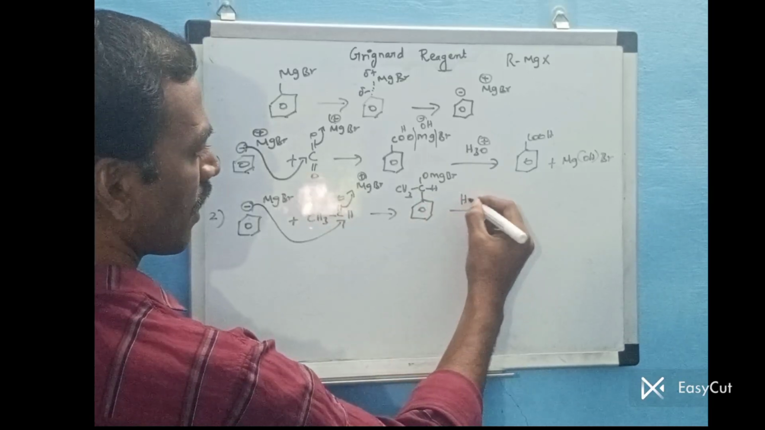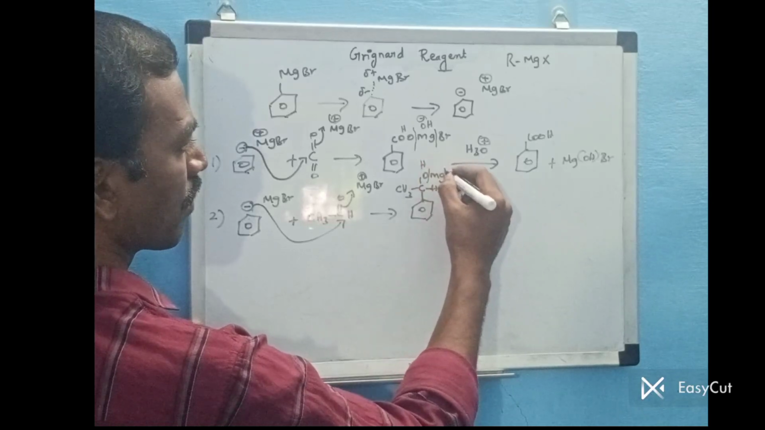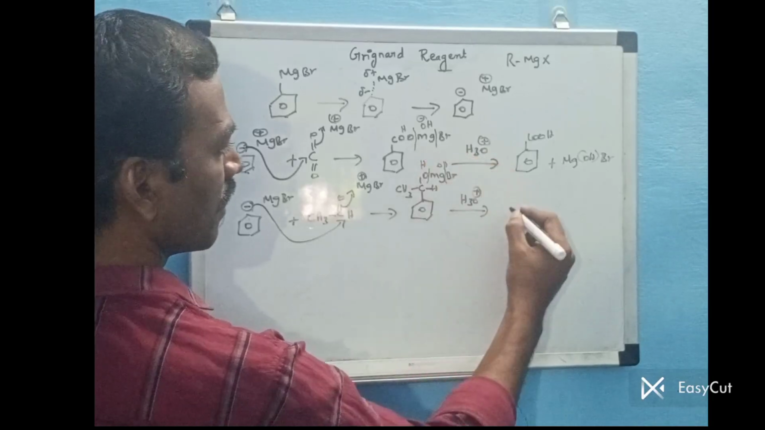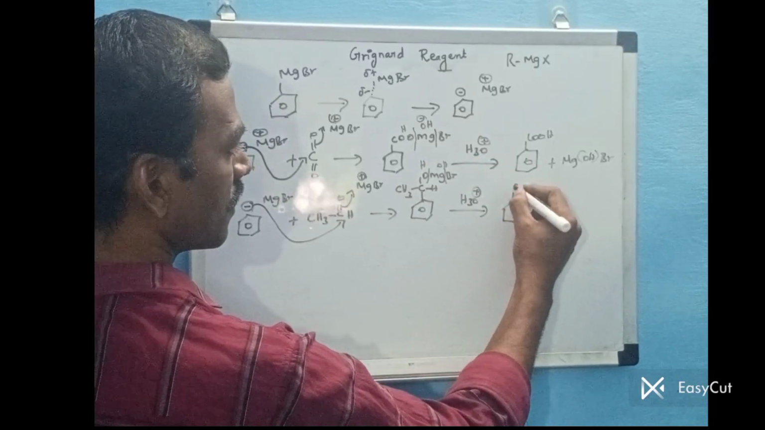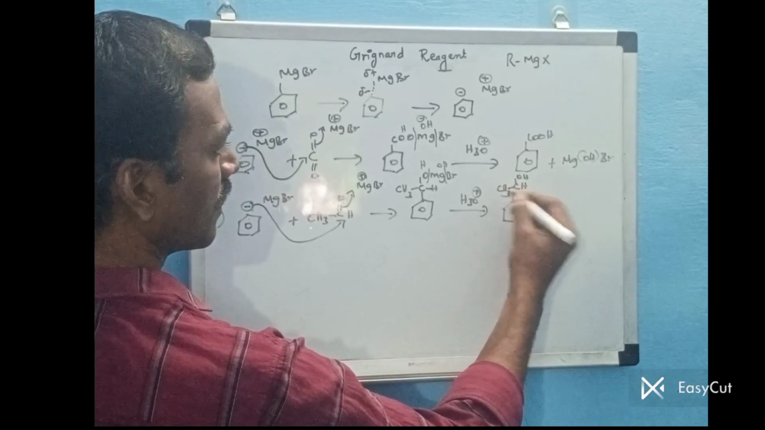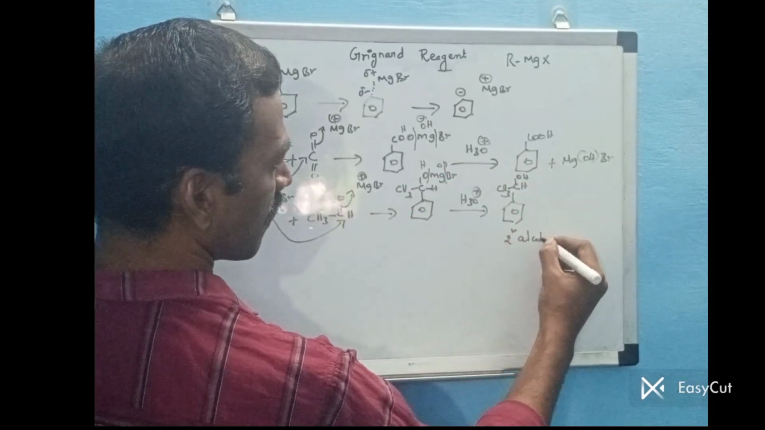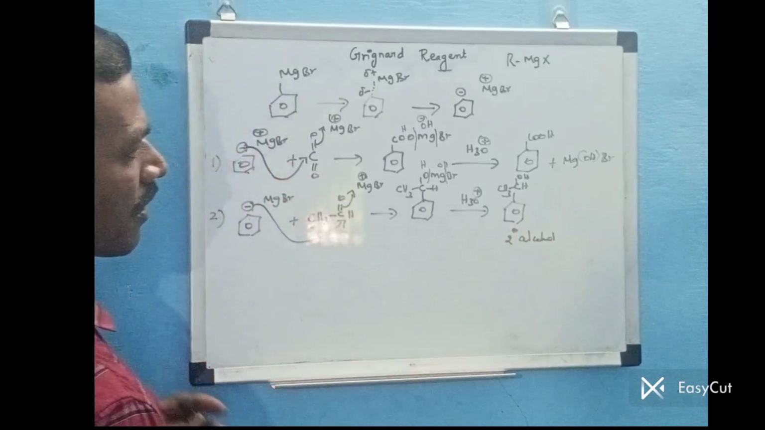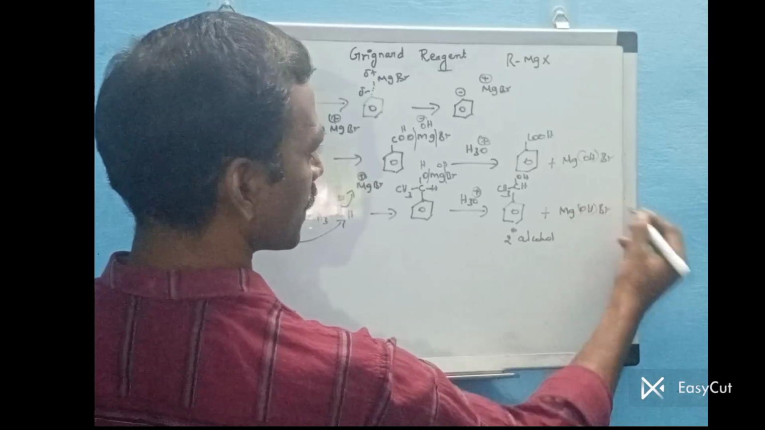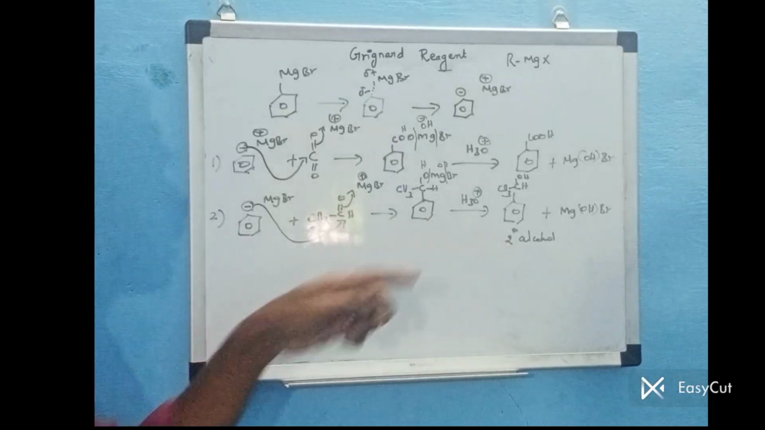The intermediate further undergoes acid hydrolysis, where one hydrogen goes here and one hydroxy group goes here, to form CHOH-CH3. This is a secondary alcohol. Additionally, magnesium OH Br salt is formed. So the phenyl anion reacts with acetaldehyde to form the corresponding secondary alcohol.